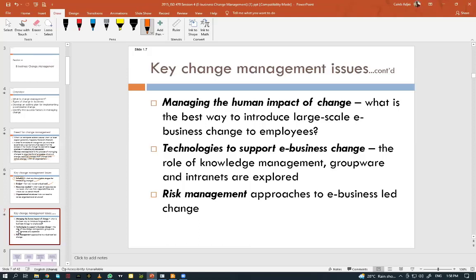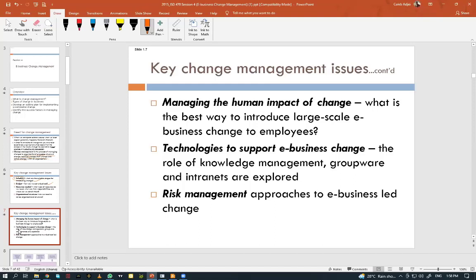Then the next one, technologies to support the e-business. What is the role of knowledge management, and the groupware and intranet are explored? Knowledge management, you did it in MIS, so I won't go back there. Groupware, you did it in MIS. So the question you need to be asking yourself is, what is the role of this management system, the groupware system and the intranet that we can explore?